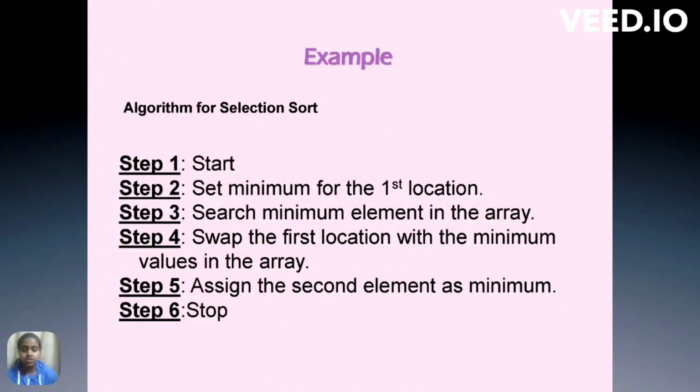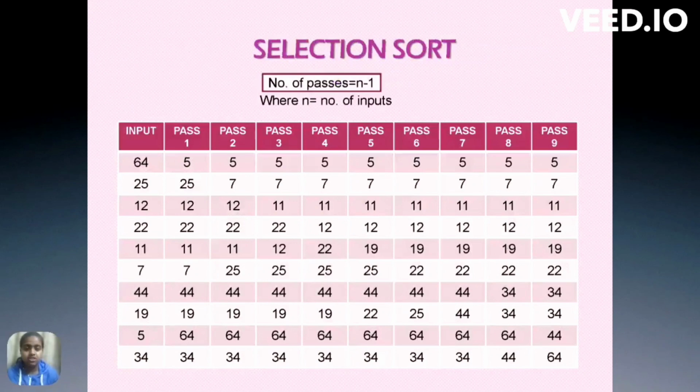Algorithm for selection sort. We need to set the minimum for the first location. Search for the minimum element in the array. Then swap the first location with the minimum value in the array. Then we need to assign the second element as minimum, until we sort the entire array. Selection sort. This algorithm repeatedly selects the smallest element from the unsorted portion of the list and swaps it with the first element of the unsorted part.